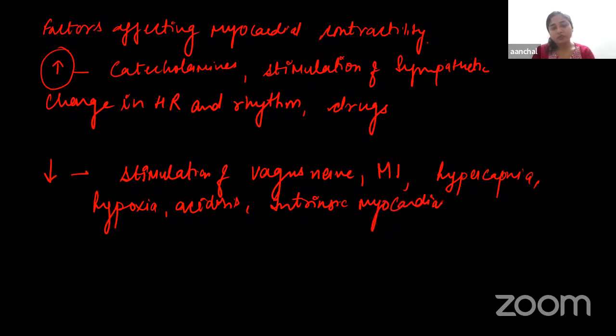So what is myocardial depression basically? This leads to heart failure, and there will be a decrease in the catecholamine content of the myocardium, so that there will be production of a negative inotropic effect on the myocardium. So these are the factors responsible for increasing myocardial contractility, and these are responsible for decreasing.